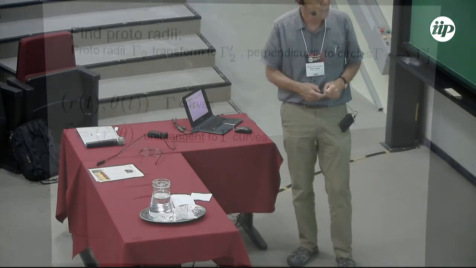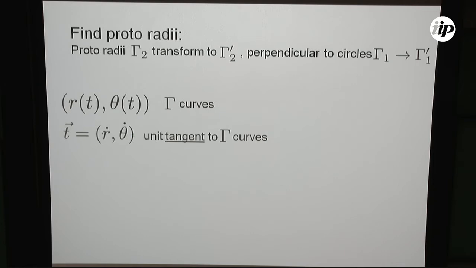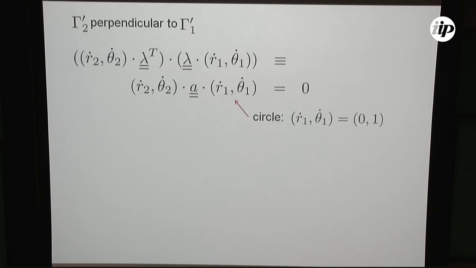So I know that the proto-radius deforms to a real radius, which is perpendicular to the new circle. If I've got curves gamma, there's some r of t and theta of t, and I'll take this to be a unit tangent, a unit speed characterization. These tangents deform under this lambda in this particular way: the new tangent is lambda dotted into the initial tangent.